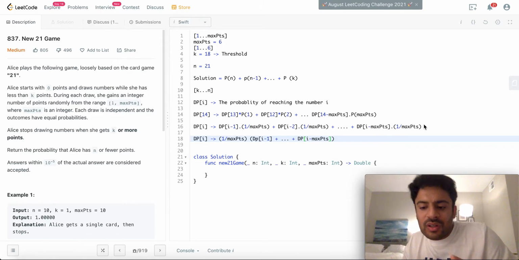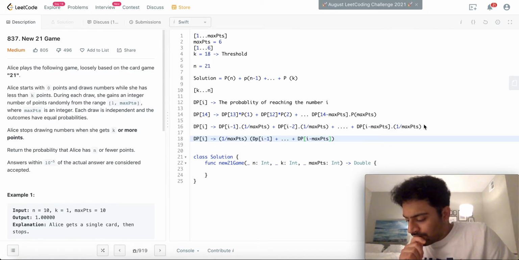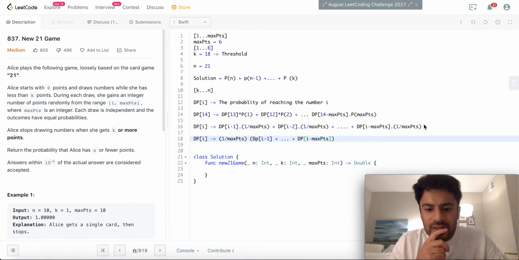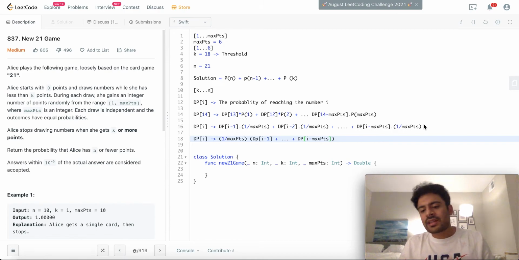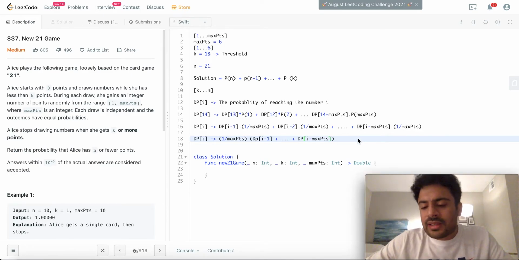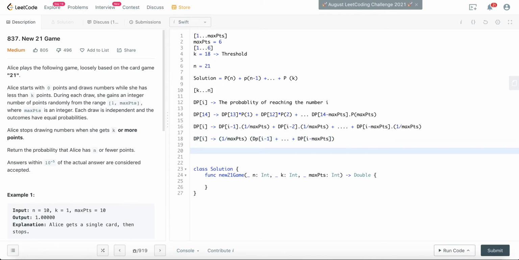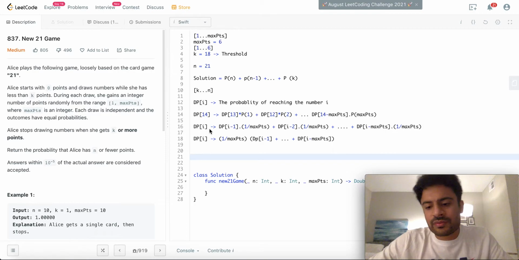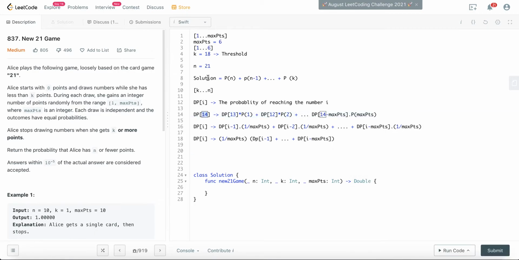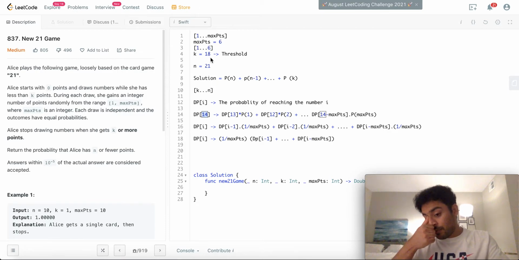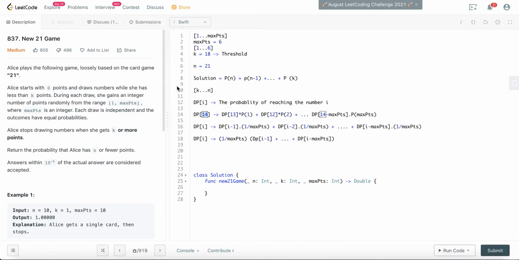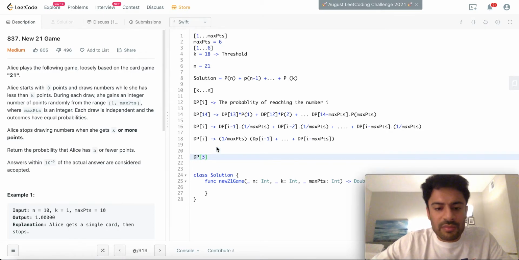Now there are a few corner cases I have left out. Let me just mention one important edge case, and the rest we can cover as we code, because it will be easier that way. This is all fine as long as this 14 is less than the threshold. But there are two edge cases to consider here. Say, what is the probability of reaching 3 and your max points is 6?